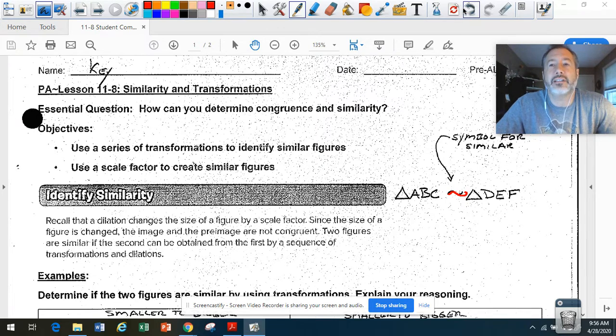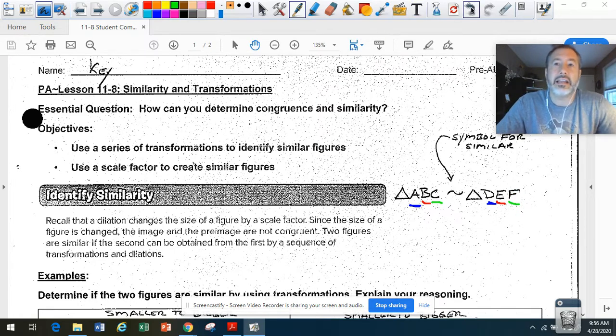Now, a couple of things I want to show you that are very important here. This says triangle ABC is similar to triangle DEF. I think we've talked about this before. It says that point A is similar to point D. Point B, right here, is similar to point E. And finally, point C is similar to point F.